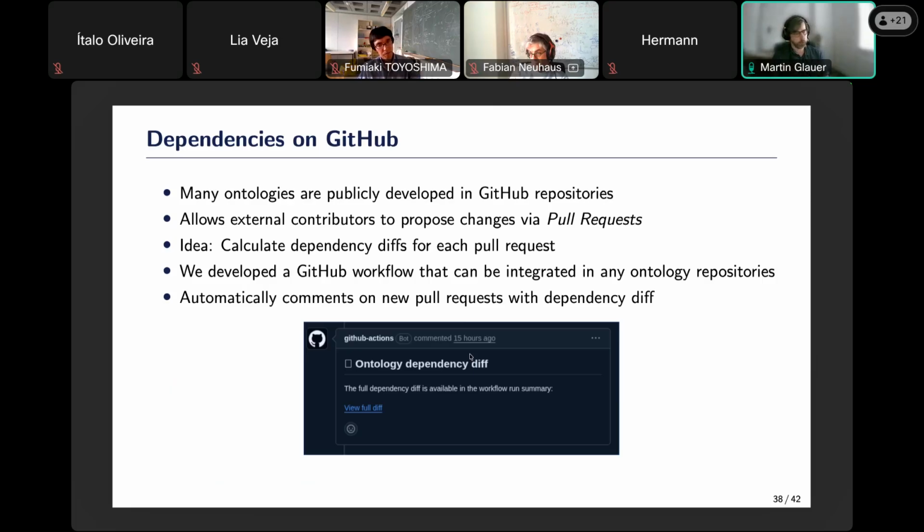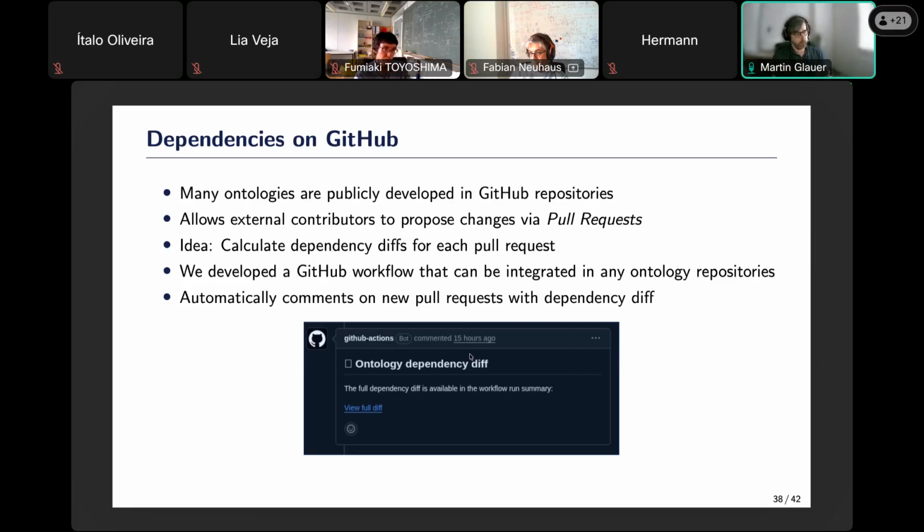They can open what's called a pull request, which is basically saying, here I have this change that I want to see in your ontology. And we developed a small workflow that is basically a script that runs on GitHub itself that uses these pull requests in order to incorporate our dependency diffs into this whole process.